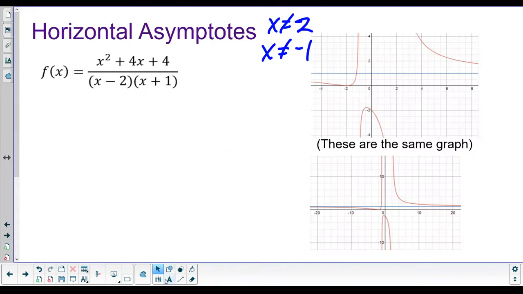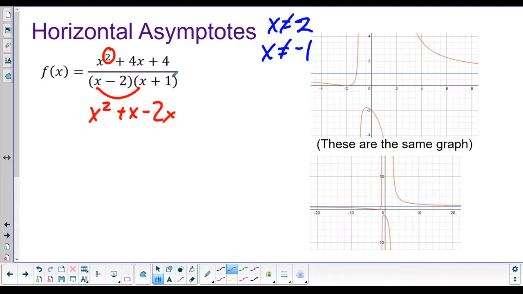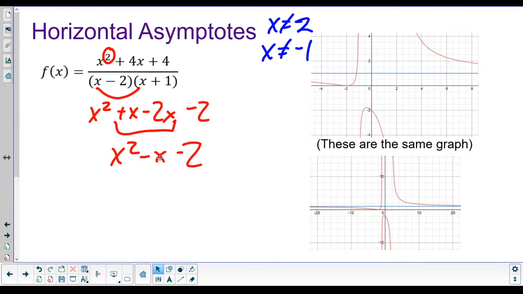All right, so to find our horizontal asymptotes, we need to look at the degrees of these polynomials. Okay, the degree here is 2, and the degree here is not obvious because it's factored. So we'll multiply it back together, and then I'll tell you a trick. So x times x is x squared, x times 1 is +x, -2 times x is -2x, and -2 times 1 is -2. Combine your like terms. This is x squared minus x minus 2. Cool? You guys okay with that?